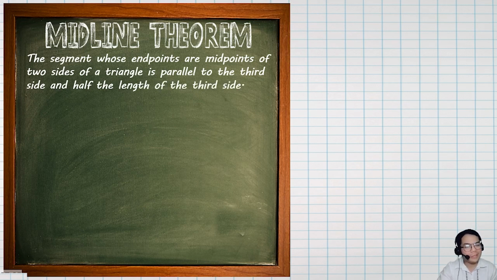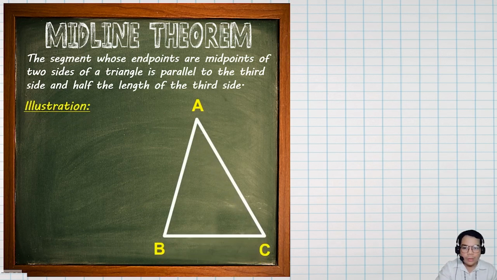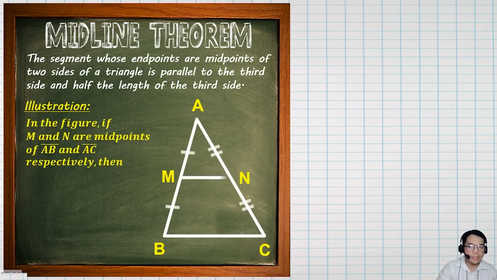So para mas maintindihan natin yung statement na yan, yung ibig sabihin ng midline theorem, let's have this given illustration. For example, we have a triangle ABC wherein in the figure we have M and N as the midpoints of both sides AB and AC respectively.